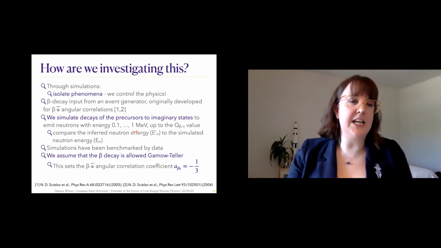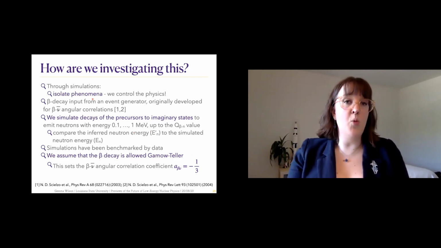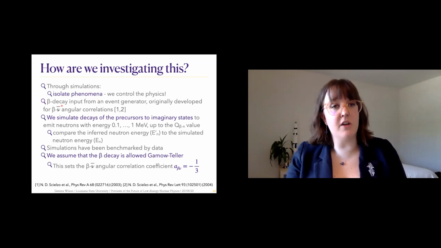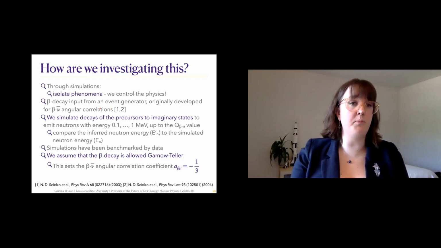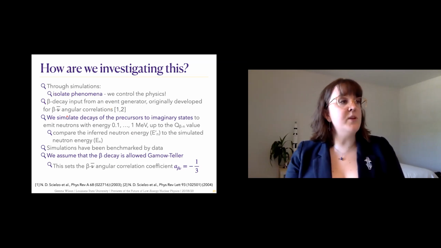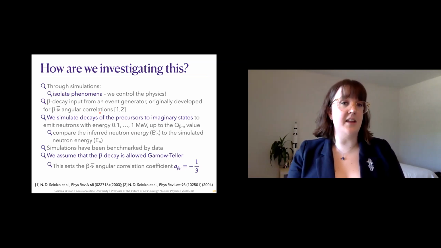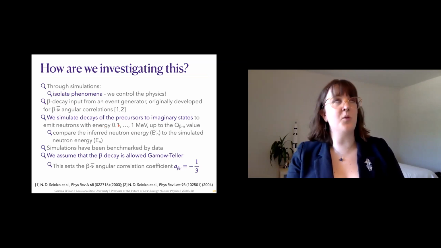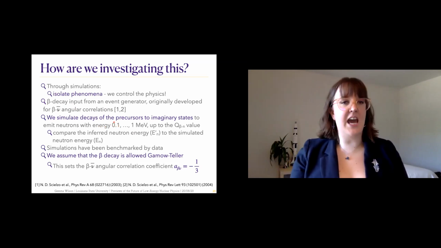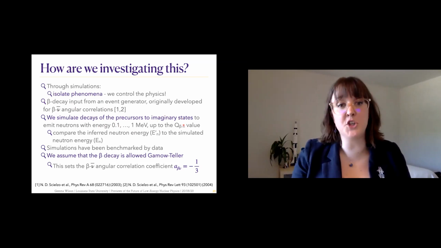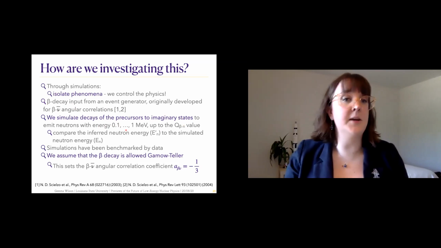When we're simulating things, we can isolate each different phenomenon and we can really control the physics. So we create a beta decay input from an event generator, which was originally developed for beta neutrino angular correlations. And then we simulate decays of precursors to imaginary states. So we can set the neutron energies that we want to populate, essentially. For example, I want to generate neutron energies of 100 keV up until the Q beta n value in 100 keV steps. And I'm able to do that by essentially generating fake states.